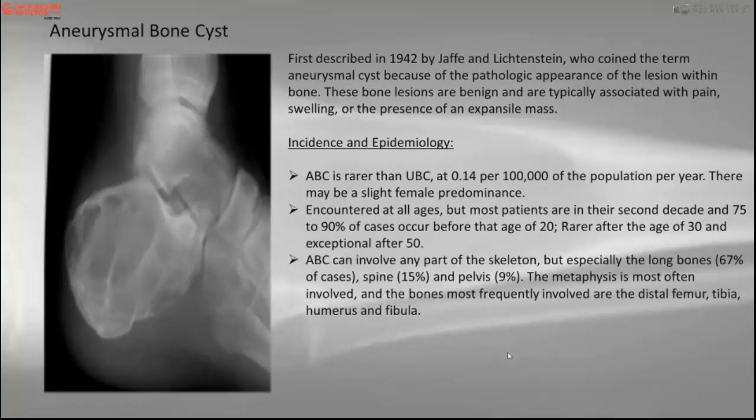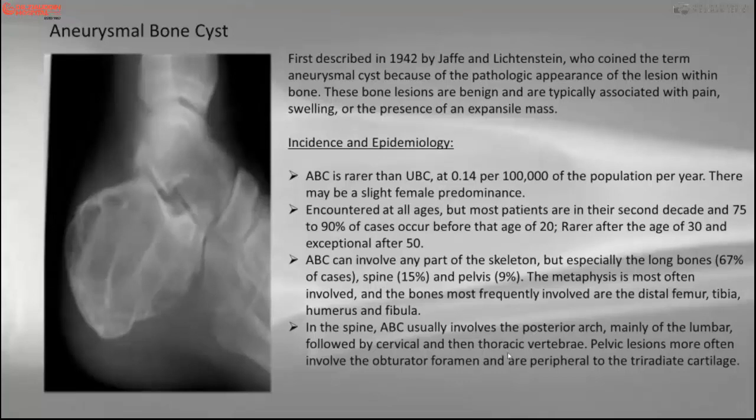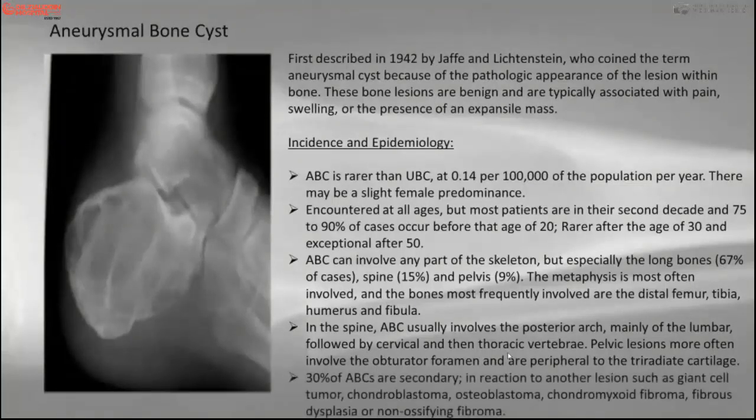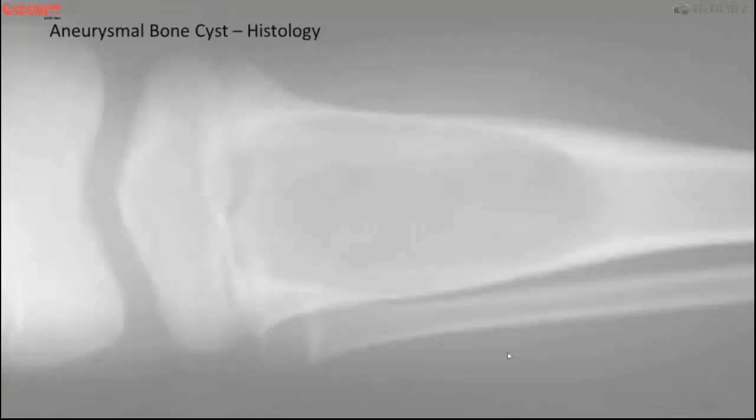Aneurysmal bone cysts can involve any part of the skeleton, but the majority are seen in the long bones like the humerus and femur. It is also seen in the spine and the pelvis. In the spine, aneurysmal bone cysts usually involve the posterior arch, mainly of the lumbar region, followed by cervical and then thoracic areas. Pelvic lesions more often involve the obturator foramen and are peripheral to the triradiate cartilage. 30% of ABCs are secondary in reaction to other lesions such as giant cell tumor, chondroblastoma, osteoblastoma, chondromyxoid fibroma, and non-ossifying fibroma.